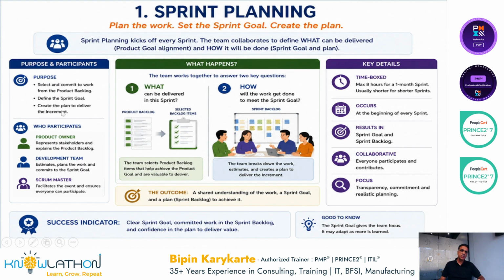And who are the participants here? The complete team, right? The product owner, the development team, and the scrum master. All of them come together and do a planning. One question is answered: what can be delivered in this sprint? The complete product backlog is taken up. Only a part of that product backlog is then identified that will be part of the delivery of this particular sprint.